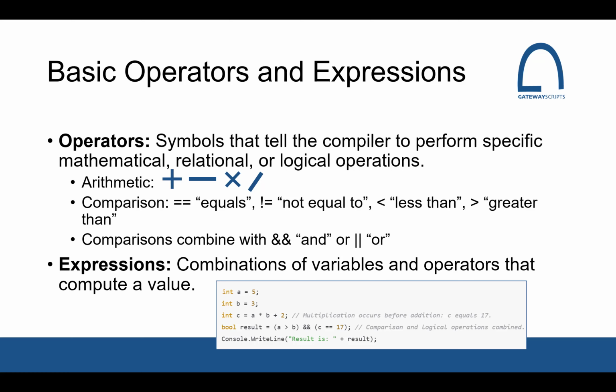And combinations of these variables and operators can be used to help compute a value. In the example below, we see three integer values coming from A, B, and C. And in the result, we're checking two conditional expressions to check if A is greater than B, which in this case it is, and whether or not C equals 17, in which case it is as well.